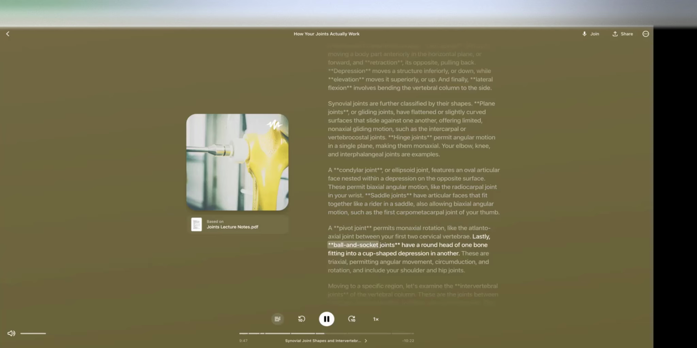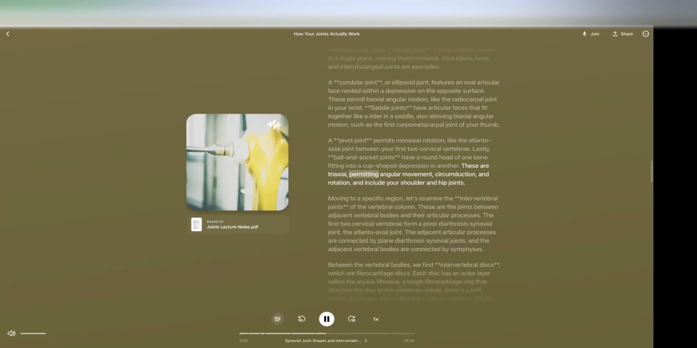Lastly, ball and socket joints have a round head of one bone fitting into a cup-shaped depression in another. These are triaxial, permitting angular movement, circumduction, and rotation, and include your shoulder and hip joints. Moving to a specific region, let's examine the intervertebral joints of the vertebral column. These are the joints between adjacent vertebral bodies and their articular processes.